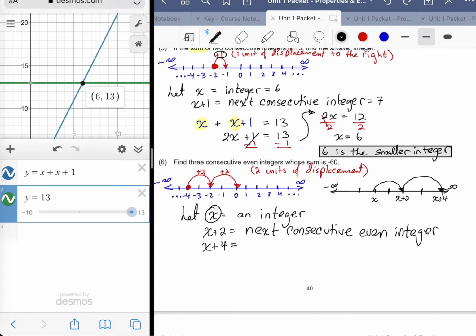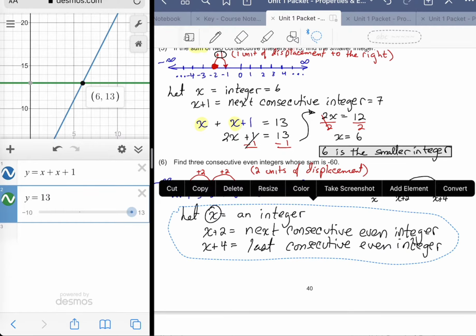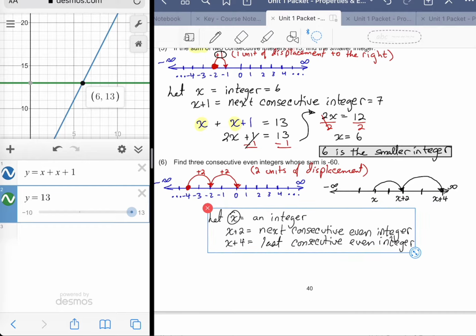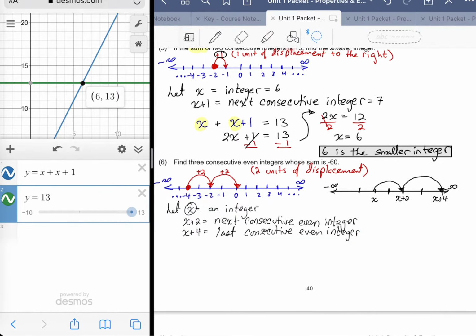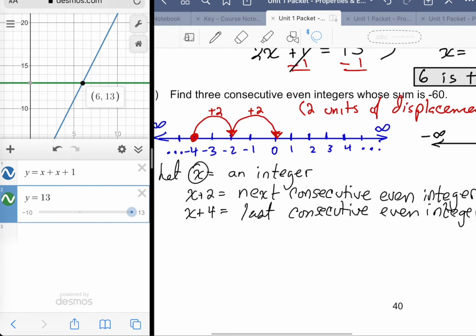All right. So the last consecutive even integer. I'm going to resize because of my obnoxiously large handwriting, but then zoom in to make my too small handwriting obnoxiously large so you can see it. All right. Find 3 consecutive even integers whose sum is negative 60.